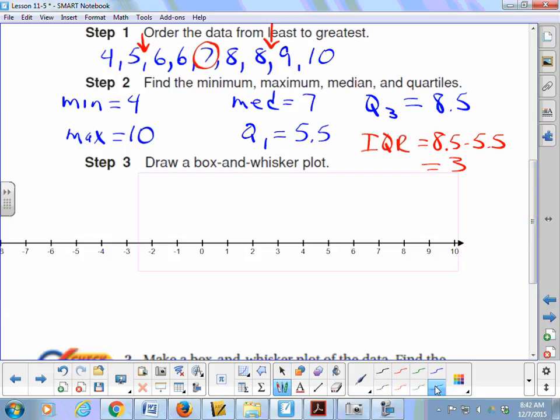So we're going to put a dot or a short vertical line at the min of 4 and the max of 10 to represent our min and our max. And then we'll make longer vertical lines at Q1, Q3, and the median. And connect them.